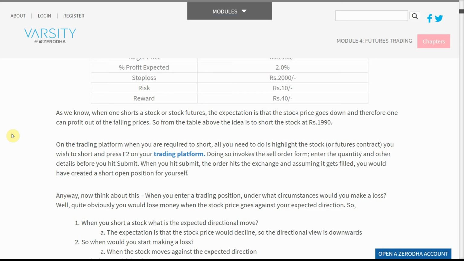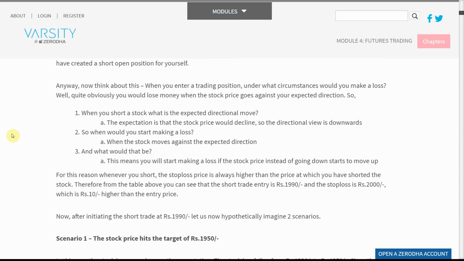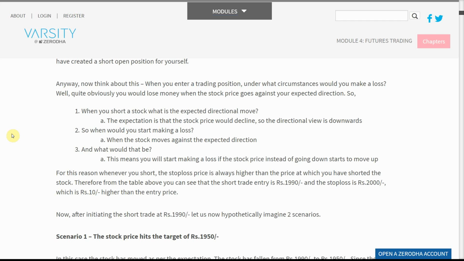On the trading platform, when you are required to short, all you need to do is highlight the stock or futures contract you wish to short and press F2 on your trading platform. Doing so invokes the sell order form. Enter the quantity and other details before you hit submit. When you hit submit, the order hits the exchange, and assuming it gets filled, you would have created a short open position for yourself.